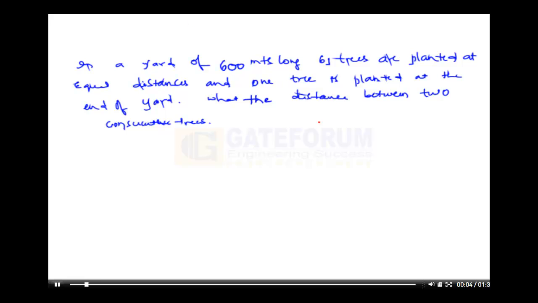A yard is 600 meters long, 61 trees are planted at equal distances, and the last tree is planted at the end of the yard. What is the distance between two consecutive trees? Now here he is planting totally 61 trees. So 61 trees will have only 60 gaps in between.